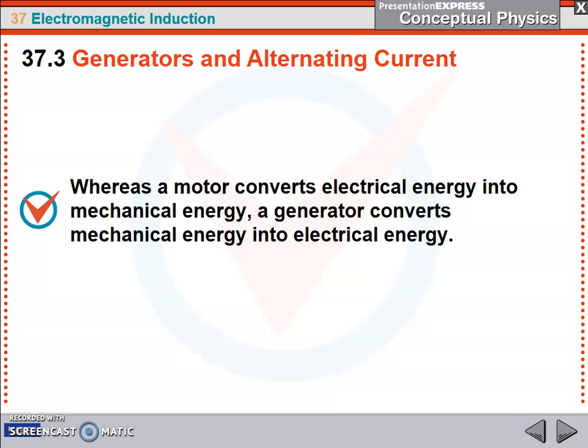Whereas a motor converts electrical energy into mechanical energy, a generator converts mechanical energy into electrical energy. And yes, you can use the exact same piece of equipment for going both ways. It's just a coil inside of a magnetic field. And if you put electricity into it, you'll spin the coil. And if you take the coil and attach it to the Hoover Dam and use the water to spin the coil, then you get electricity out.